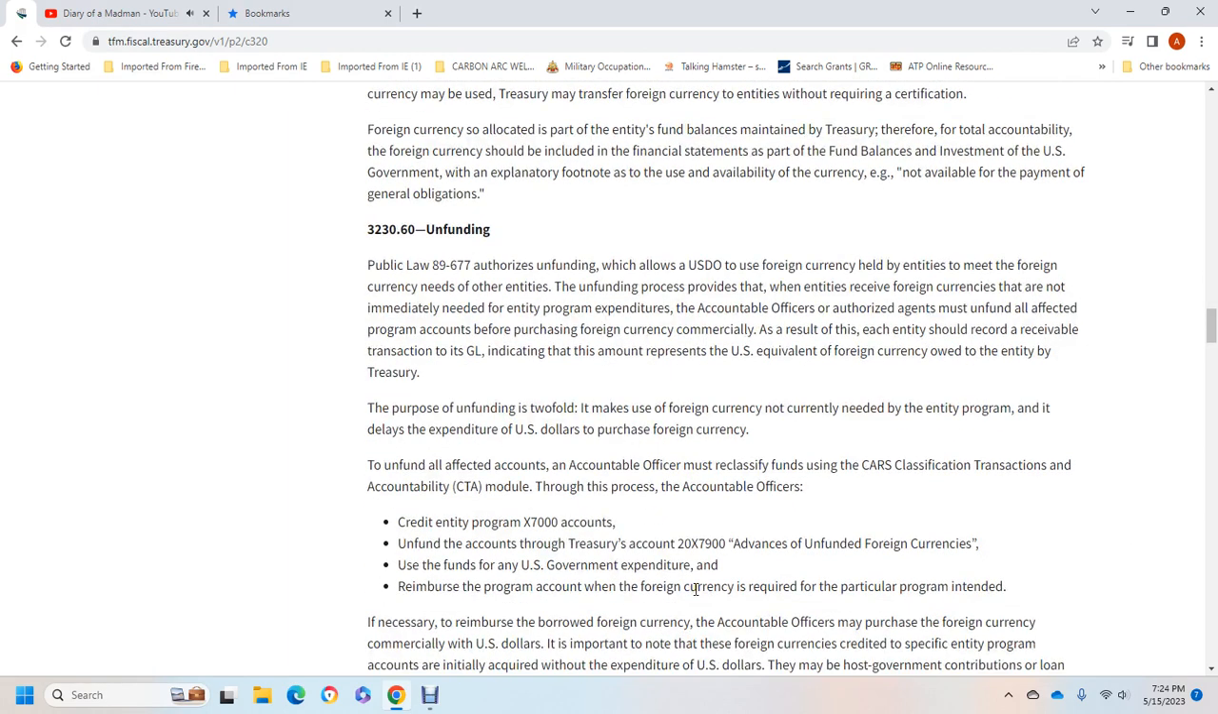To unfund all affected accounts, the accountability officer must reclassify using the CARS classification transaction accountability module for the process of the accountable officer: credit entity of the program, the X7000 account for the unfunded account for the Treasury account, and 20X7900 advance for the unfunded foreign currency for the use of the funds, U.S. government expenditure for the reimbursement program account for the foreign currency required for the particular program intended.